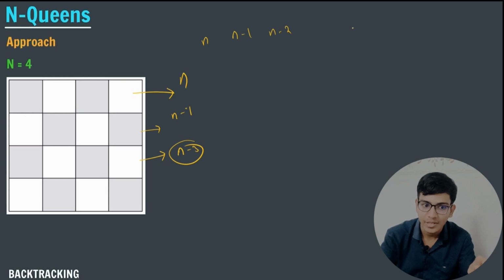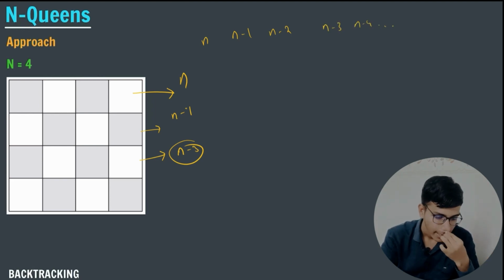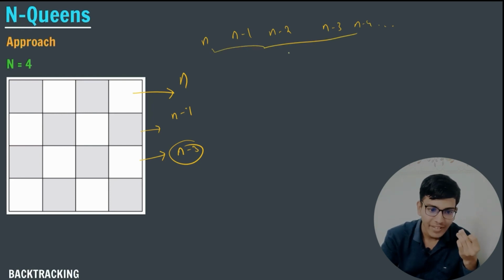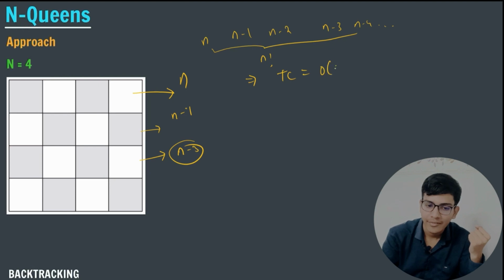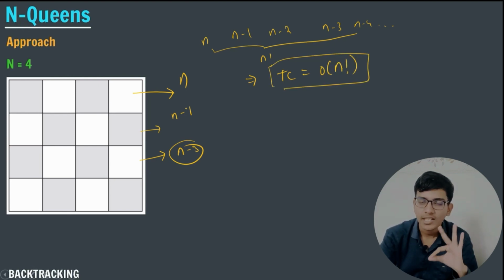When I place each queen, I need to think about n minus 1 positions, n minus 2, n minus 3, n minus 4 and so on. So these things will give me n factorial. So the time complexity of n queens is big O of n factorial. So this is the time complexity of the n queens question. Now let us talk about other things.